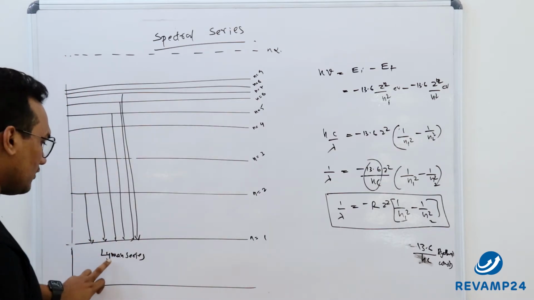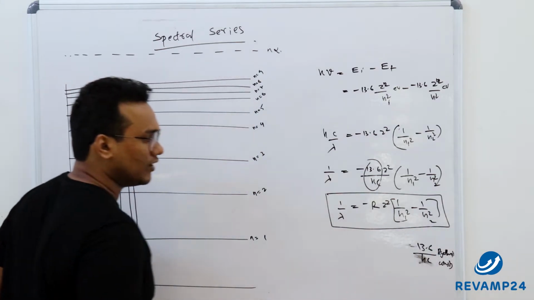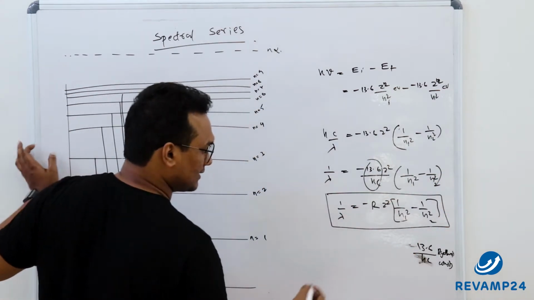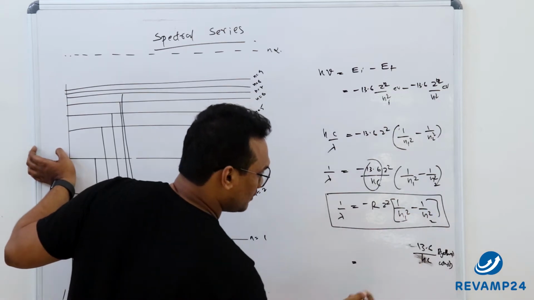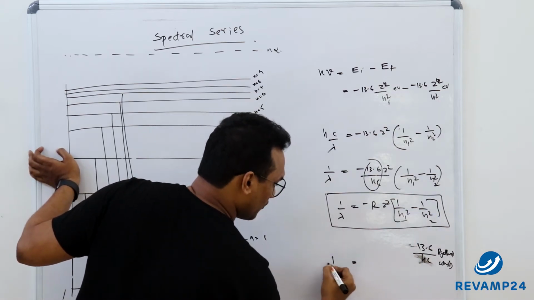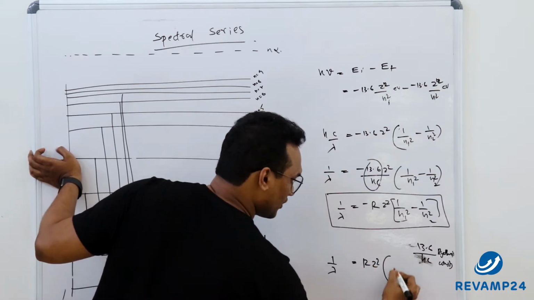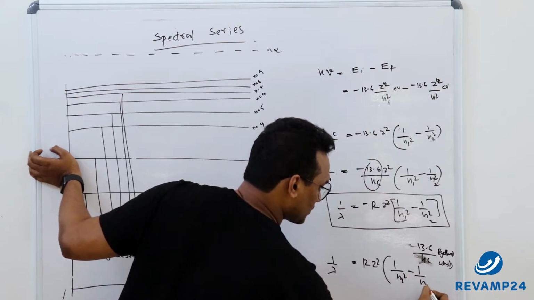So what is n final? Here in this case, n2 will be 1. We have a negative sign here, right? We will take it inside. When I multiply, this will reverse the order. So 1 by lambda is equal to Rydberg constant into z square into 1 by n2 square minus 1 by n1 square.